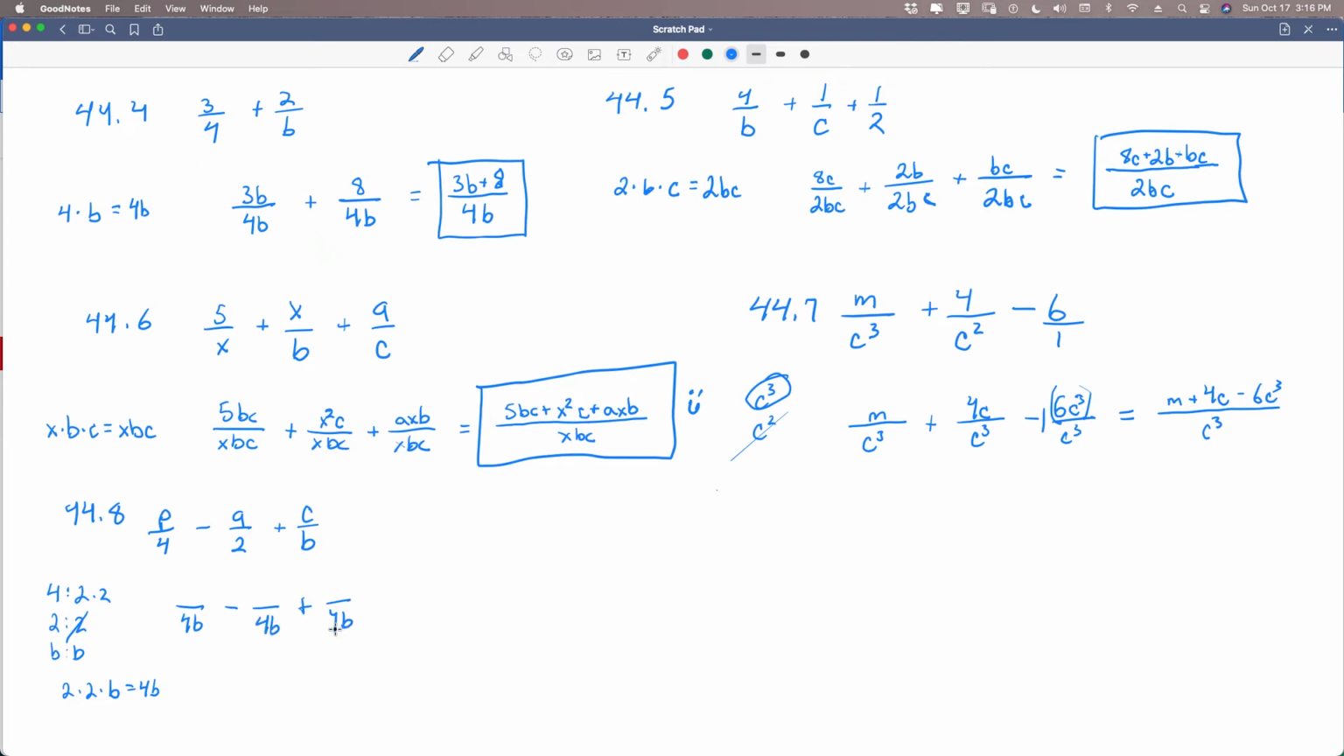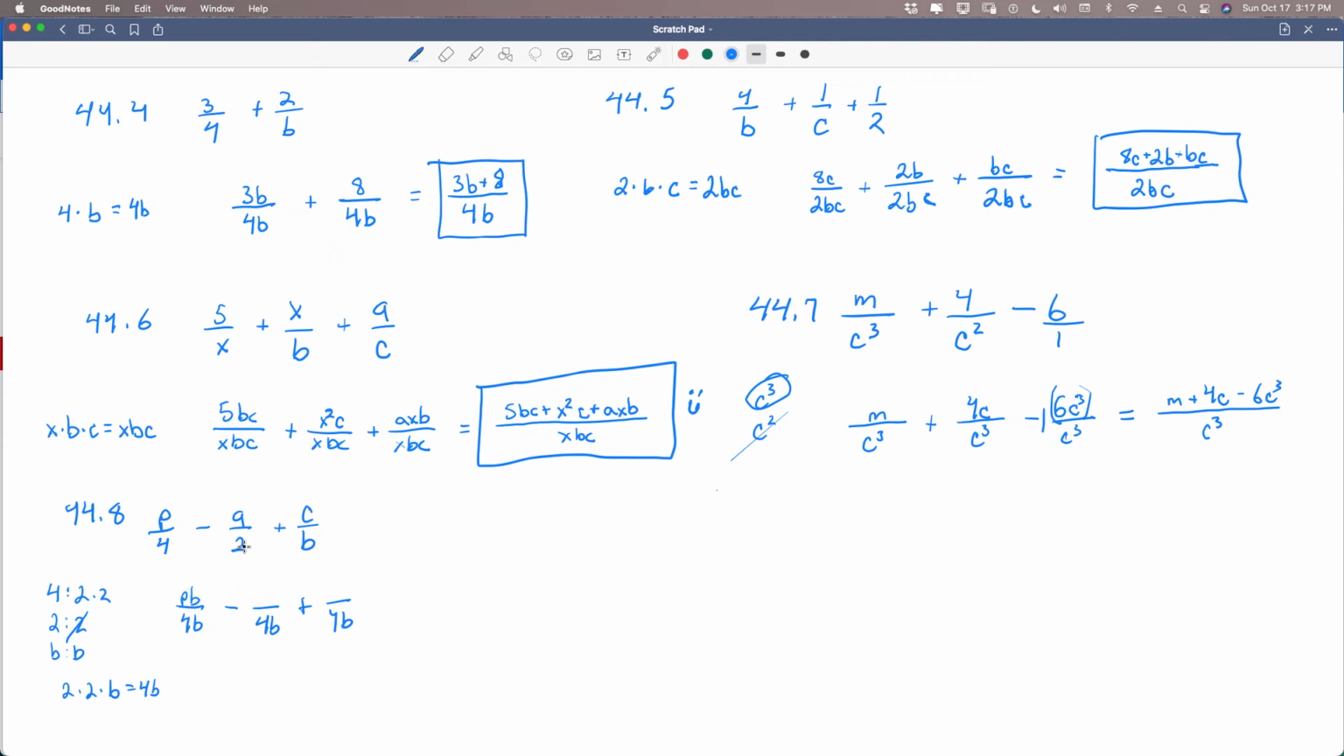And then we look at each one of these and we multiply by whatever it takes to get to 4b down here in the denominator. So in this case, this has a 4. We need to multiply everything by b. So p times b is pb.